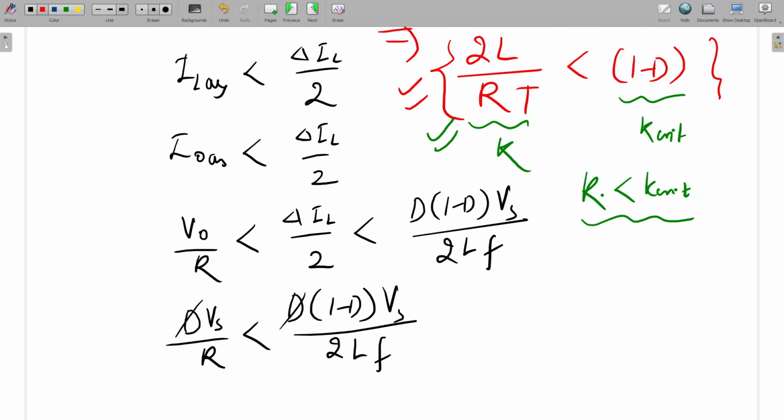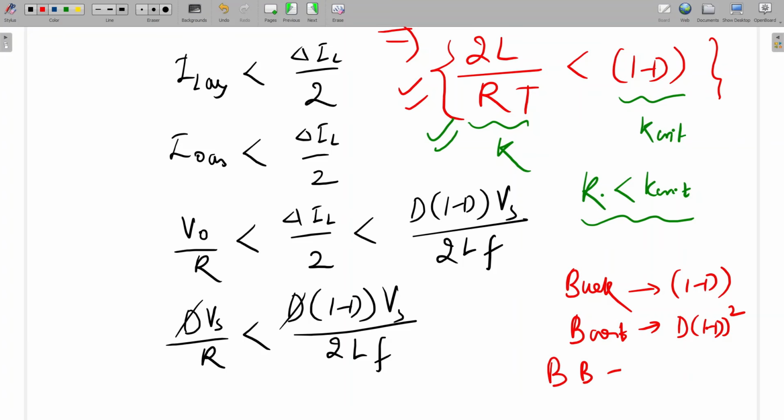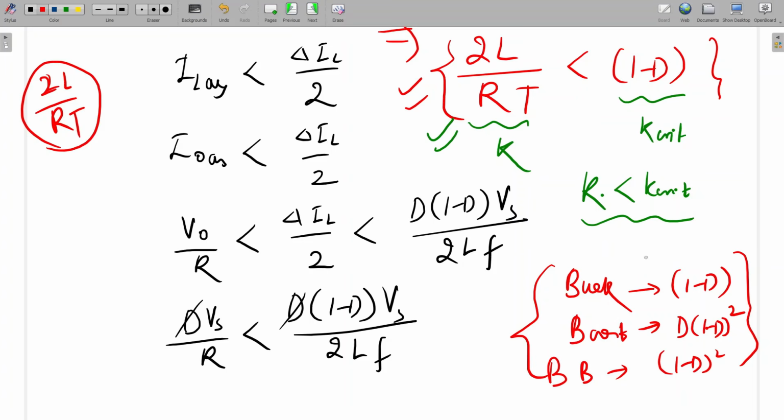So I'm going to write the K critical for all three converters. K critical for buck will be 1 minus D. For boost, it will be D into 1 minus D whole squared. And for buck boost, it will be 1 minus D squared. So this is the critical value. K value will be 2L by RT, the same for all converters. You have to memorize this. First we will calculate this K value. If K is less than K critical, then the converter is working in discontinuous conduction mode. Is it clear to all?